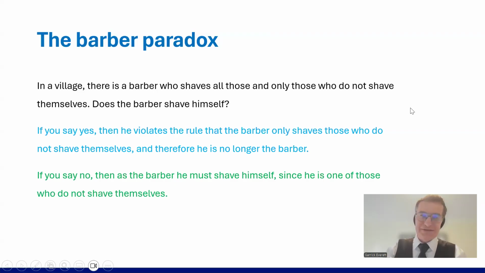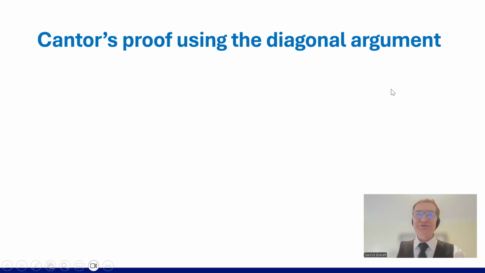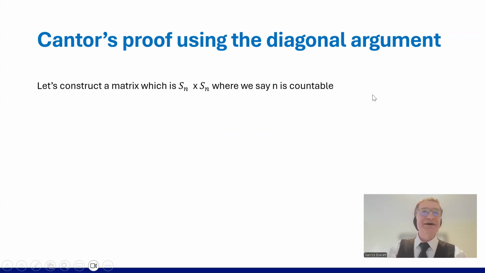You may think, Dr. Everett, that's great, but what's it got to do with mathematics? Glad you asked that. Let's look at Cantor's proof using the diagonal argument. Hopefully you might pick up the connection. Okay, let's construct a matrix which is Sn by Sn, where we say n is countable. So we can count up whatever Sn is and say, okay, great.